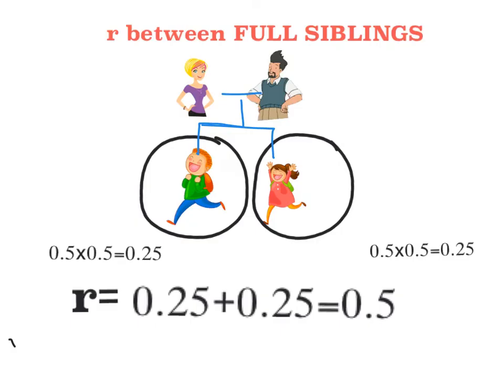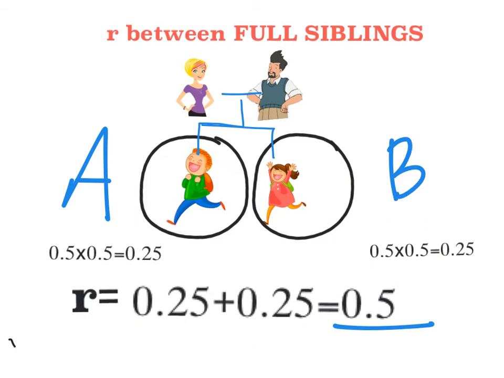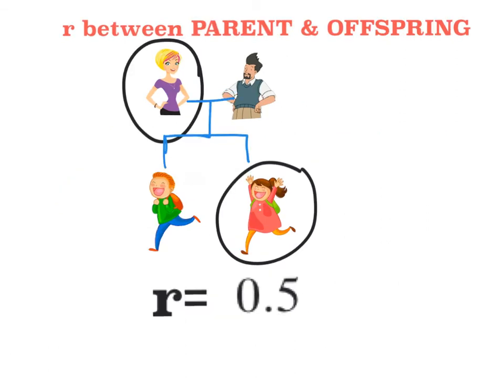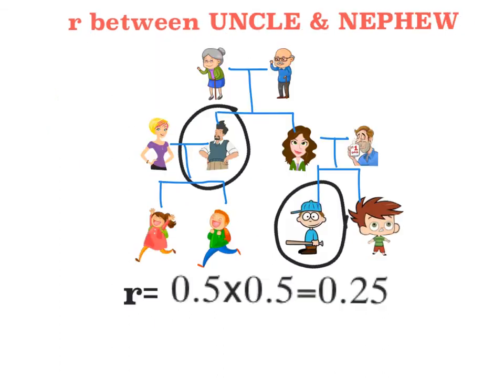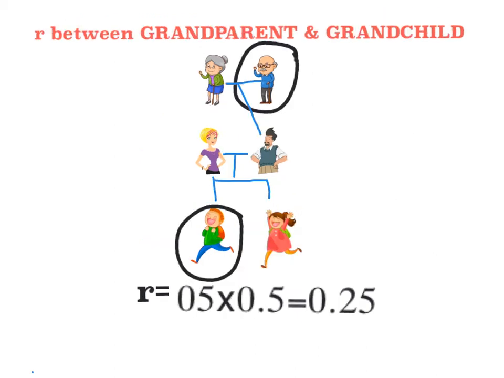And now let's calculate the coefficient of relatedness. R between full siblings A and B is 0.5. R between parent and offspring is 0.5. R between uncle and nephew is 0.25. R between grandparent and grandchild is 0.25.